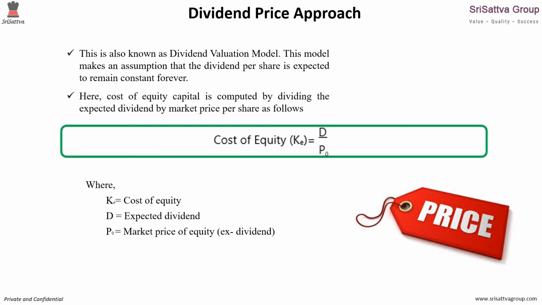Where K is equal to cost of equity, D is equal to expected dividend, P0 is equal to market price of equity.